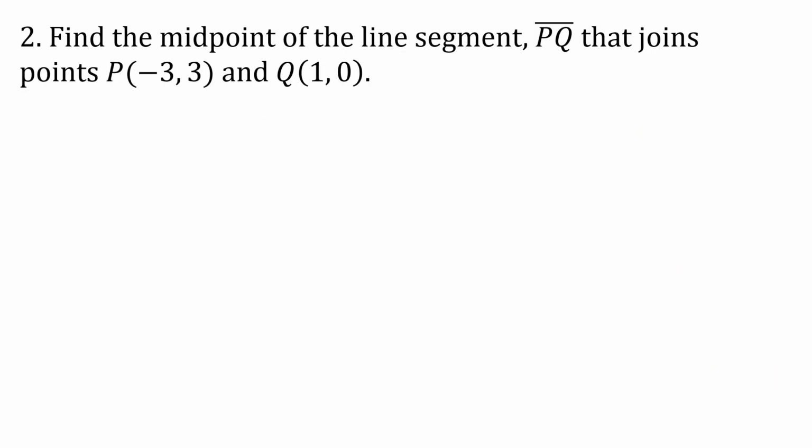Increasing in difficulty slightly here, it says find the midpoint of the line segment PQ that joins the points P, which is the point (-3, 3), and Q, which is the point (1, 0). So we're going to grab our midpoint formula for points. We have our points (x1, y1) and (x2, y2). I always like to label those, get that out of the way first thing.